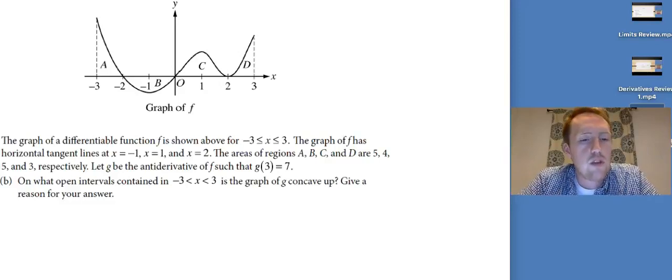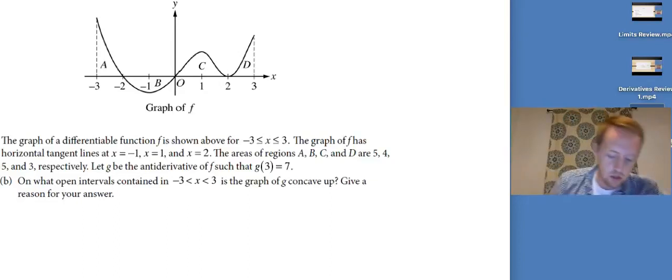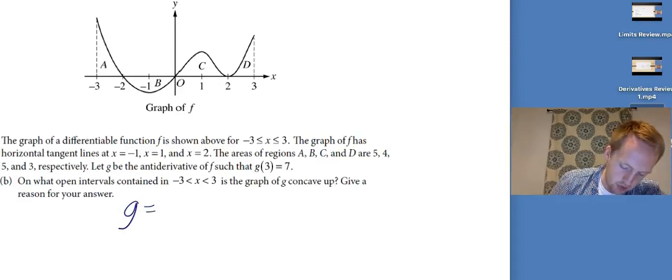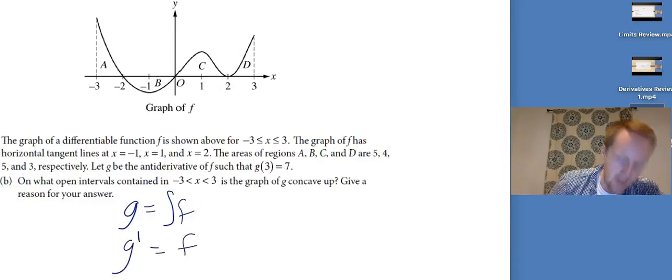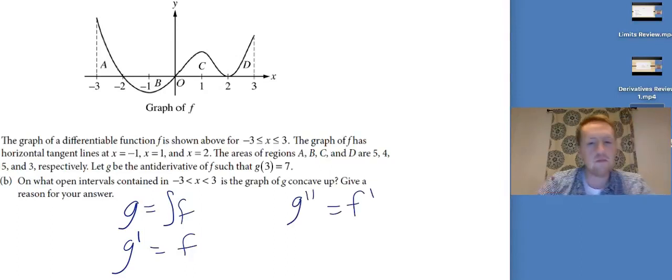The graph of a differentiable function f is shown above for -3 to 3. The graph of f has horizontal tangent lines at x equals -1, x equals 1, and x equals 2. The areas of regions A, B, C, and D are 5, 4, 5, and 3, respectively. Let g be the antiderivative of f such that g of 3 equals 7. So g is the antiderivative of f, which again means g prime equals f. So g double prime would equal f prime.